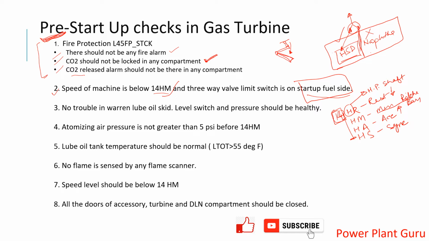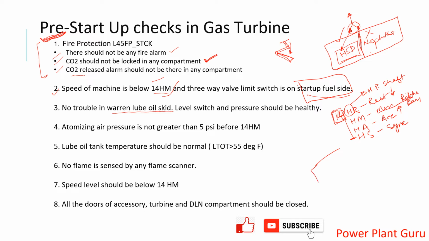So this point also we are covering. 14 HM I have explained, and startup fuel also. The third point is on variant pump lube oil skid, there is no trouble. So there is a variant pump which supplies fuel to the machine. It takes fuel inlet from your off-base fuel oil pump and then pressurizes it and supplies it to the gas turbine. But for this variant pump, there is a separate lube oil skid.